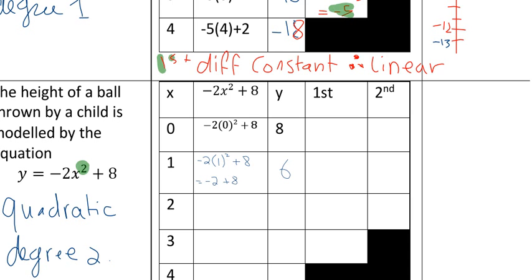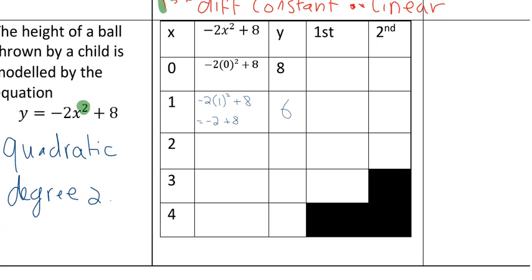What do I replace x with for the next one? So that's going to be negative 2 times 2 squared plus 8. First thing I have to do is 2 squared, which is 4. 4 times negative 2, which is negative 8, plus 8 is 0. Any questions?